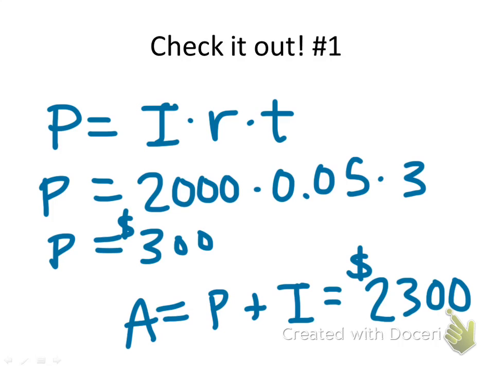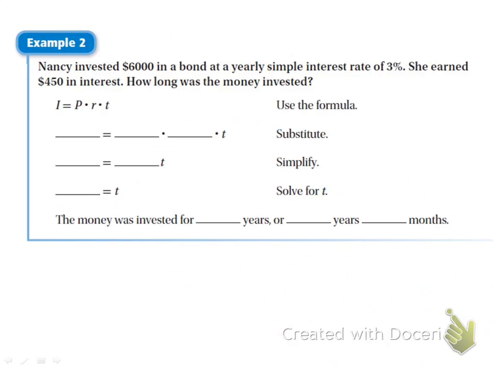Okay, I want you to pause the video and push play when you're ready for check it out number 1. Okay, you should have done check it out number 1, and the principal was $300, and total amount to repay was $2,300. Okay, let's look at number 2, example number 2.